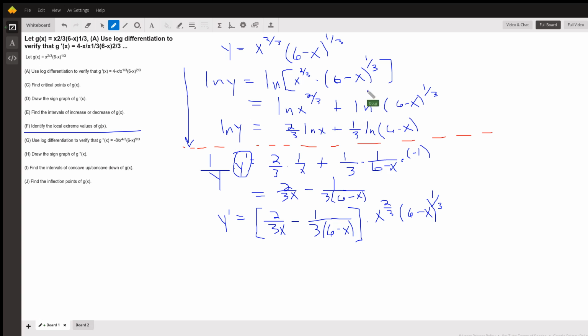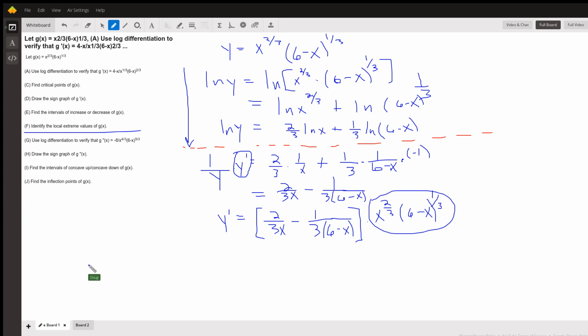Whoops, I forgot to put this 1/3 down front on this line. There we go. Oh no, I didn't forget to do it. Sorry about that. I did it here. So right here, 1/3 times 1 over 6 minus x times the derivative of the inside is minus 1. So I've rewritten this way. And now I multiply both sides by y to get the y prime by itself. And there's the value of y right there.